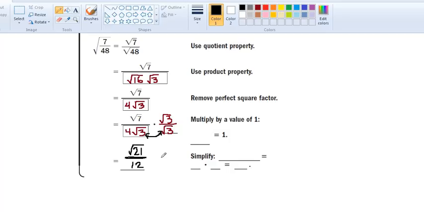Now we'll get used to this, but this is an acceptable form because it can't be simplified, and we don't have any radicals in the denominator. So we're good to go right here.